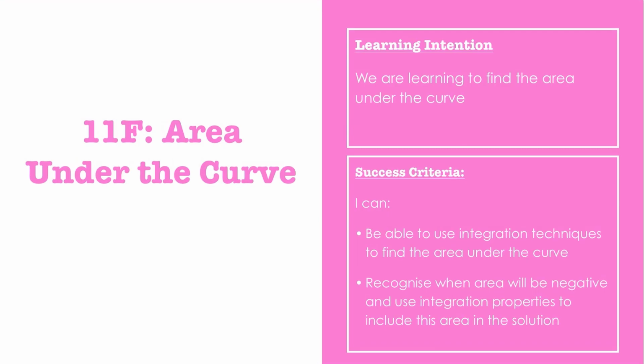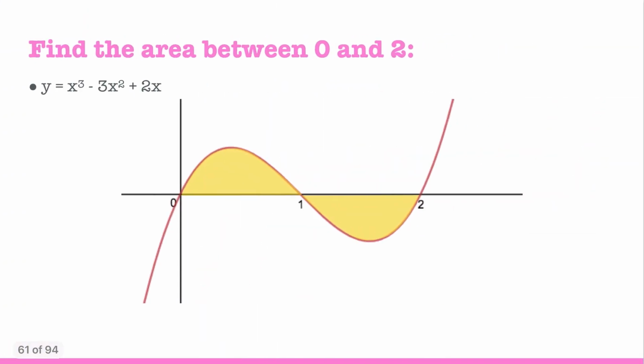11F, the area underneath the curve. Today we're learning to find the area under the curve, and what you need to be able to do is use integration techniques to find this area under the curve, but also specifically you need to recognize when the area is going to be negative and then use integration properties to include this area in the solution. Now that'll make a lot more sense after we complete this little example.